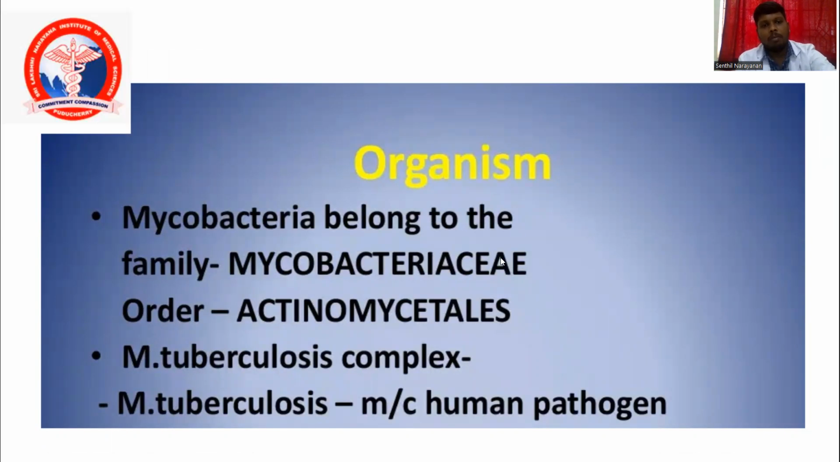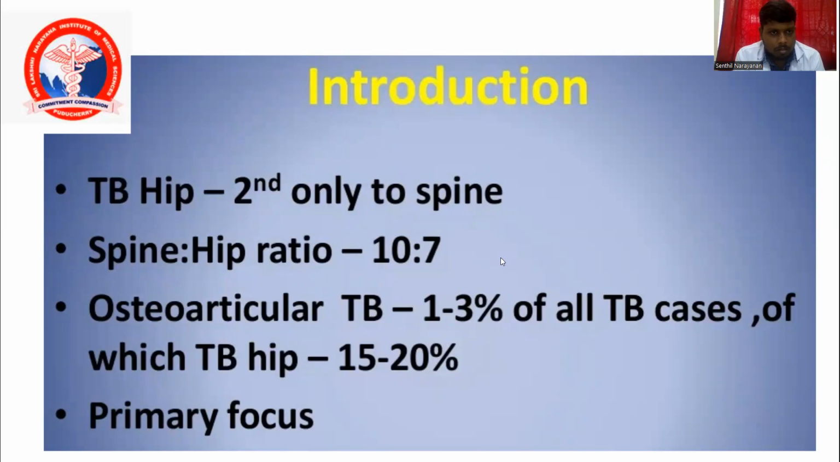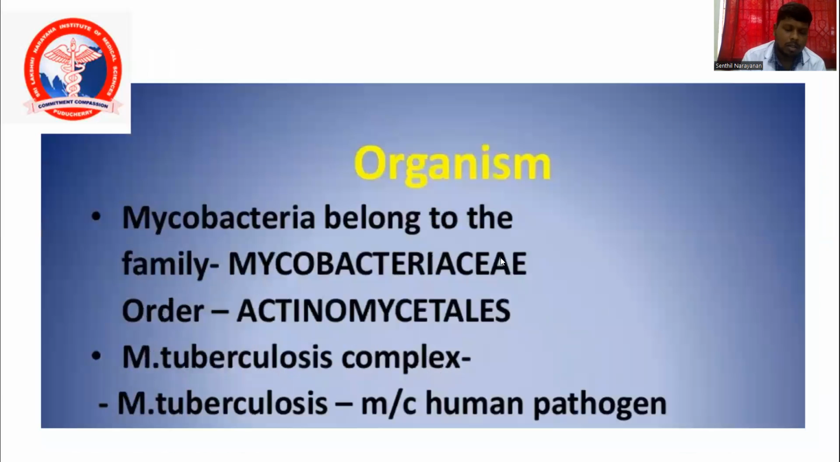The organism is a Mycobacterium, belonging to the family Mycobacteriaceae, the order Actinomycetales, and the Mycobacterium tuberculosis complex. Mycobacterium tuberculosis is the most common human pathogen. Osteoarticular TB occurs most commonly after lung infection. The tuberculosis is latent, and through the endogenous route it comes to cause bone infection from the primary focus.